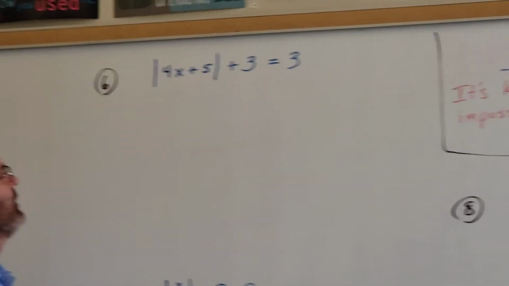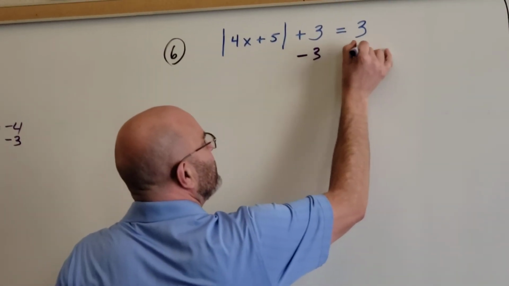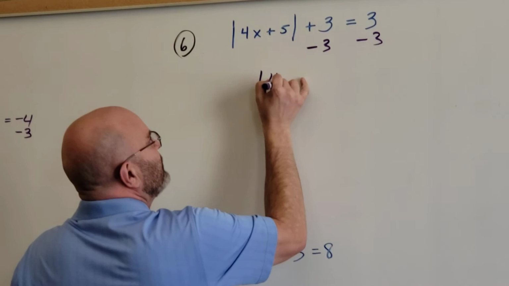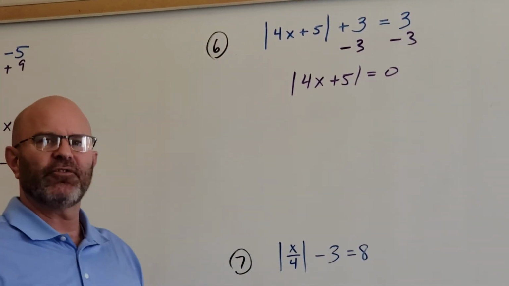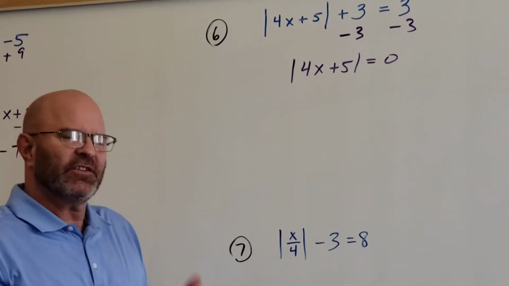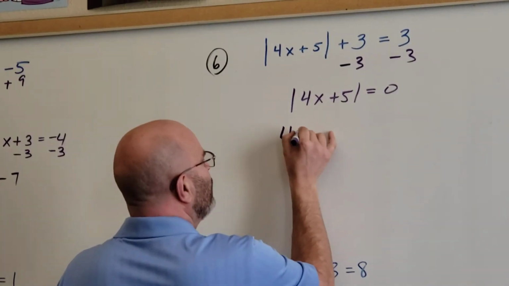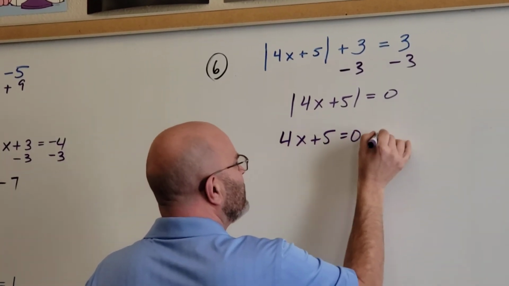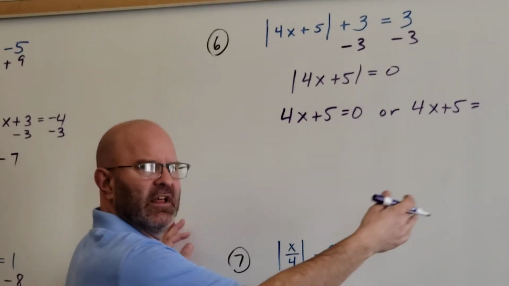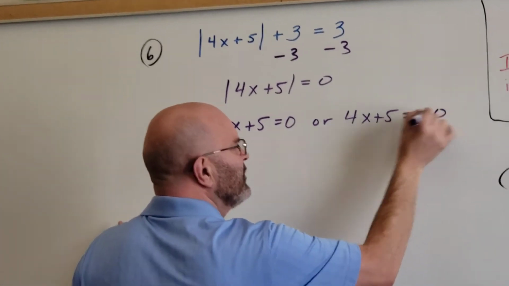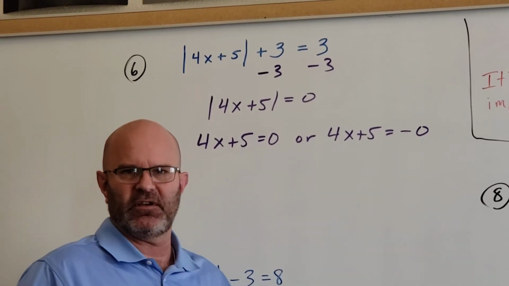Number 6. Step 1, get the absolute value by itself. Subtract 3 from both sides. That gives us absolute value of 4x plus 5 equaling 0. Well, that's different, right? It's when we get to this point when we normally write two equations down. So here I have 4x plus 5 equals 0, and then I would normally write 4x plus 5 equals negative that number. I'm going to write -0, but this feels funny because isn't 0 and -0 exactly the same thing?